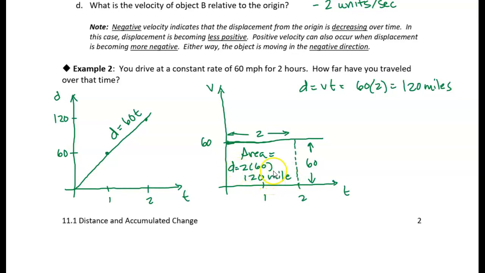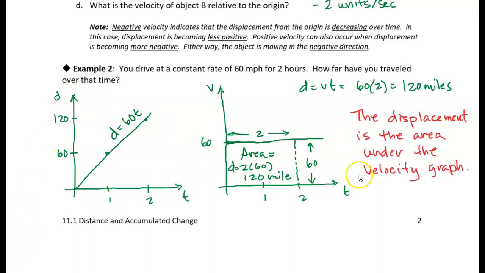Okay. So that's the concept I want you to understand: the displacement is the area under the velocity graph. There's one concept from this whole chapter that I want you to understand, that the displacement is the area under the velocity graph. All right, I'll meet you in the next example.